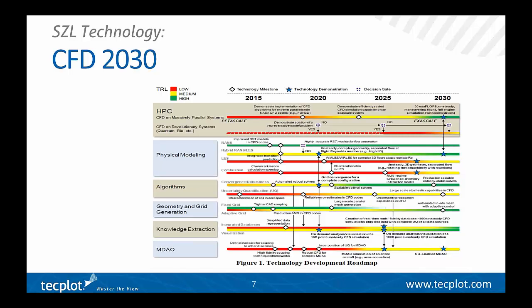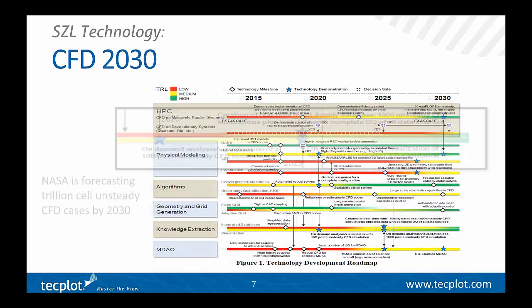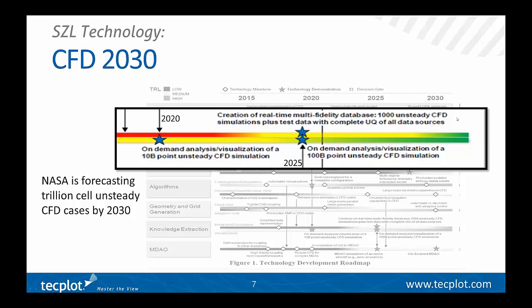This is a roadmap from NASA, from their vision for 2030. This is kind of busy, so let me focus in on the knowledge extraction row, which is where we play most with visual data analysis. And you can see that in 2020, they're predicting that we need to be able to do on-demand analysis and visualization of a 10 billion point unsteady CFD simulation. By 2025, that's 100 billion points. And by 2030, by extension, you would expect that to be 1 trillion points unsteady CFD simulation.